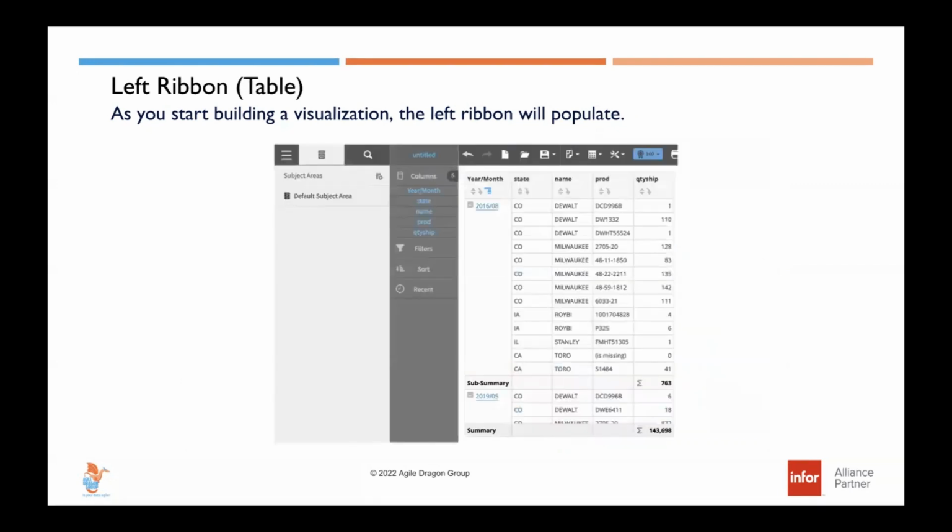Here's a second example of looking at the ribbon, but this time we're looking at a table. With a table, it's a little easier because you simply have a series of columns. You can also apply filters and sorting simply by dropping a column onto the filter section or onto the sort section. We'll cover that more in the next lesson.